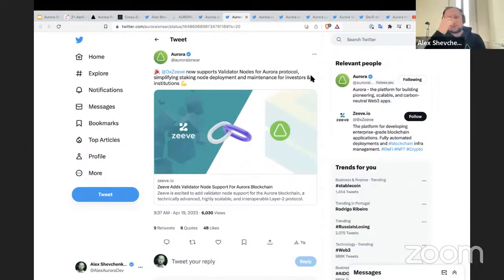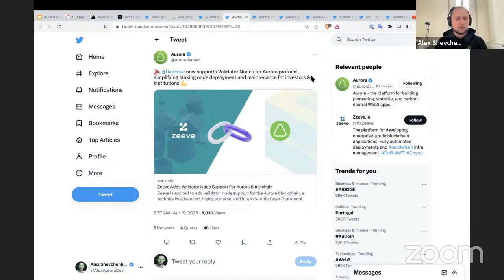Zeev now supports Aurora. Zeev is the platform for blockchain infrastructure. They are providing an opportunity for any of their clients to launch the nodes of particular protocols. And now they extended their set of the products with the validator nodes for Aurora protocol. Obviously, these are the validator nodes for Near and just the RPC nodes for the Aurora protocol. So anyone who wants to have a more decentralized set of RPC node providers, now there is one additional provider for this, and you are able to use it right away.